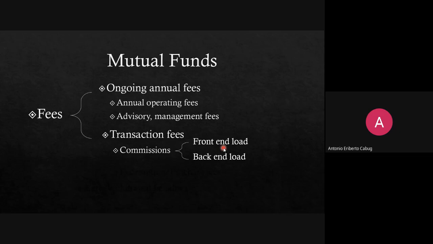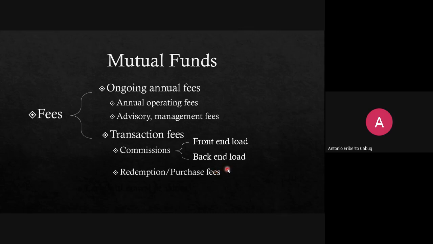So, commissions can come in two forms. A front-end load, meaning the commission will be charged at the time the investor puts the money in the fund. A back-end load, when the investor is going to redeem the money from the fund.